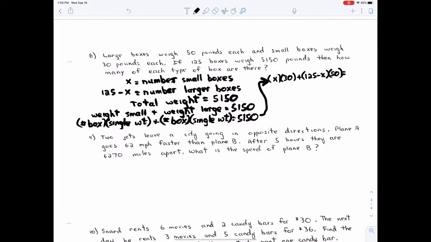And that equals 5150. Now, by the way, I want to point out, notice each of these terms, there are two terms on the left and then one on the right. They each have an extra 10 in them. So I'm just going to divide each side by 10, and that gives me 3x plus 5 times 125 minus x equals 515. And now it's pretty simple.